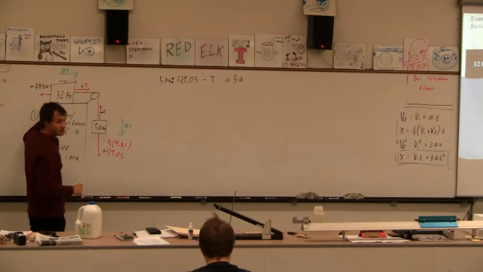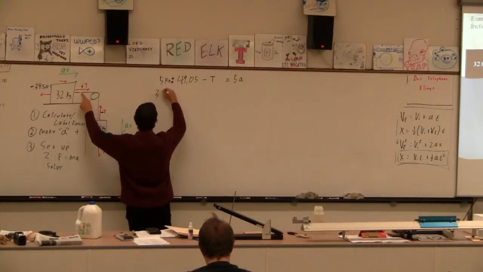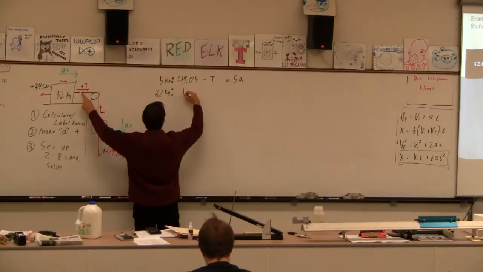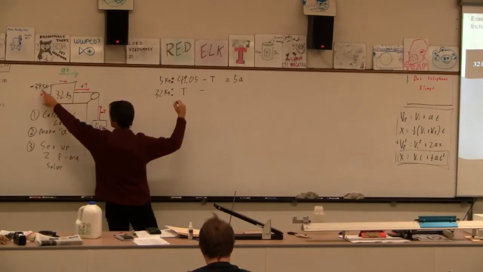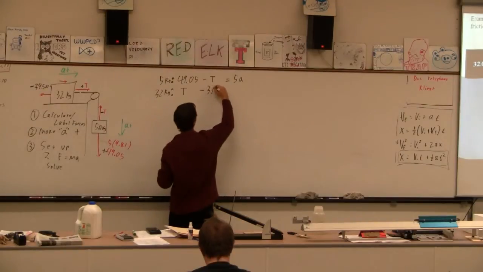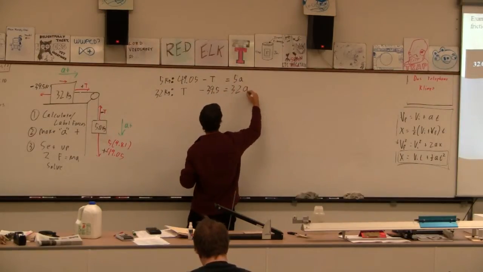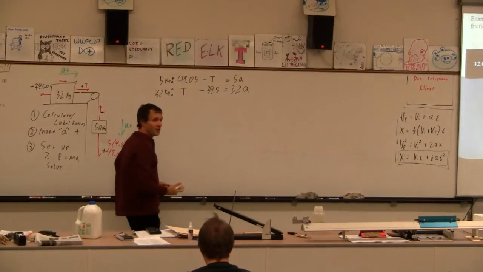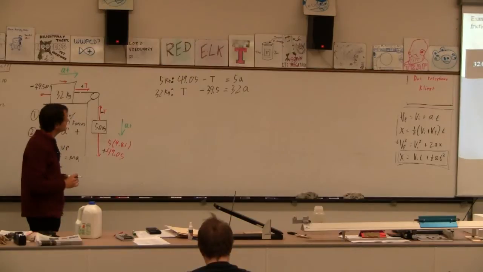For the 32 kilogram mass, the equation is the thing causing the acceleration, so that's T, minus the thing preventing the acceleration. That's this guy, the 34.5, equals 32A. Now, that's two equations, two unknowns. How hard can that be? That could be very hard, right? No, it's not actually so hard.